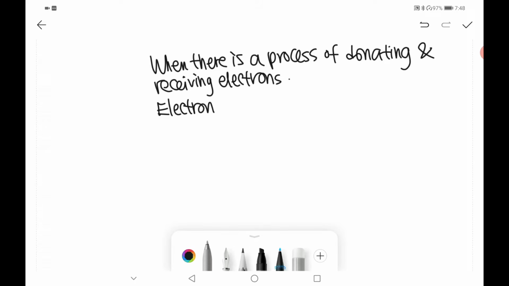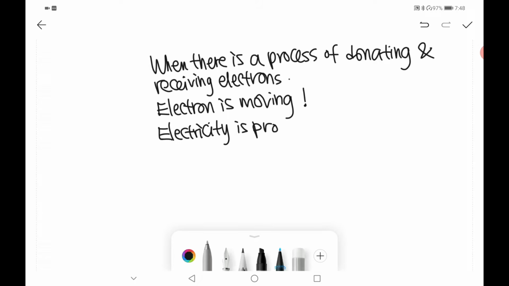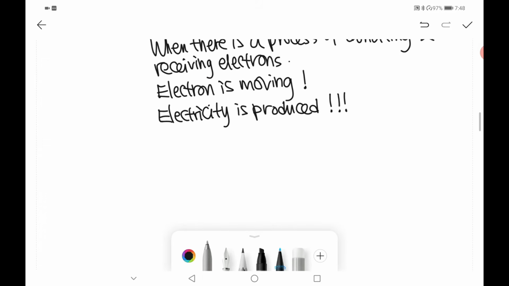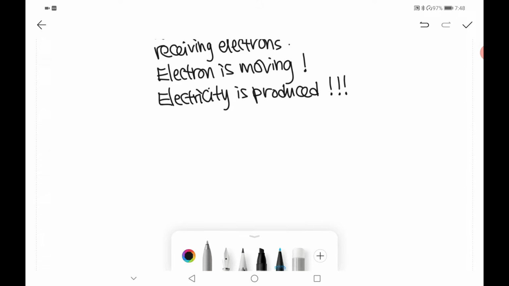Okay, so when electron is moving, it will actually produce electricity. So this is a very important concept that you must understand. When electron is moving, electricity will be produced. Here this is a tip, a very important concept.